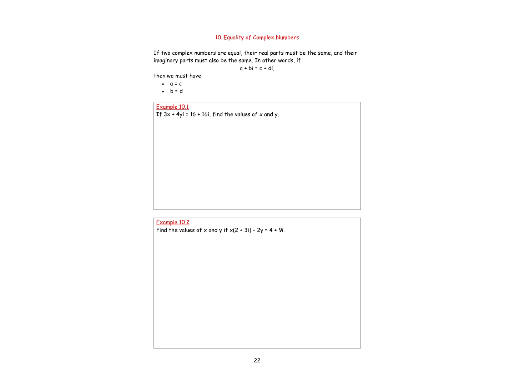Now, if two complex numbers are equal, their real parts must be the same and their imaginary parts must also be the same. So in other words, if we have two complex numbers in which one is a plus bi and the other is c plus di, and those complex numbers are equal, well then a would have to be equal to c, as the real parts would have to be equal to each other, and b would have to be equal to d, as the imaginary parts would have to be equal to each other.